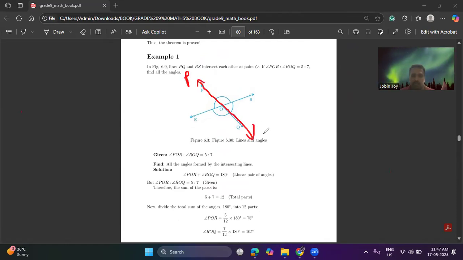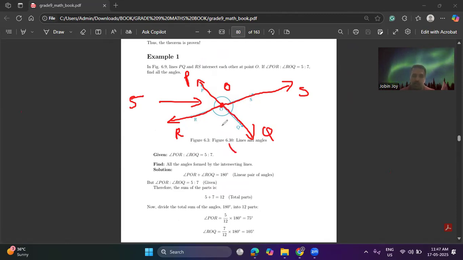This is our line PQ, and we have another line RS, PQ and RS intersecting at point O. If angle POR is 5 units and angle ROQ is 7 units, the ratio is given. We don't know the exact value, because this is a ratio. That means 5:7.